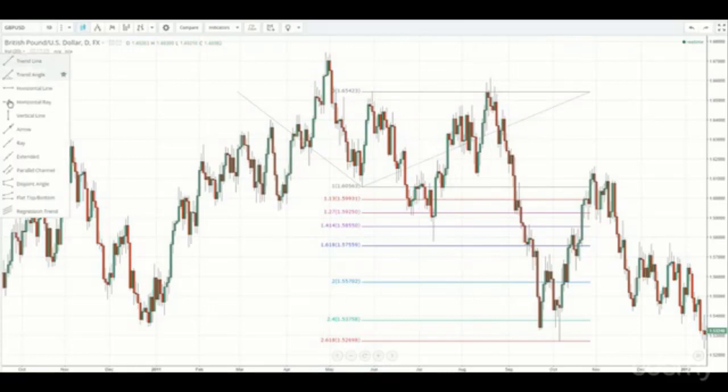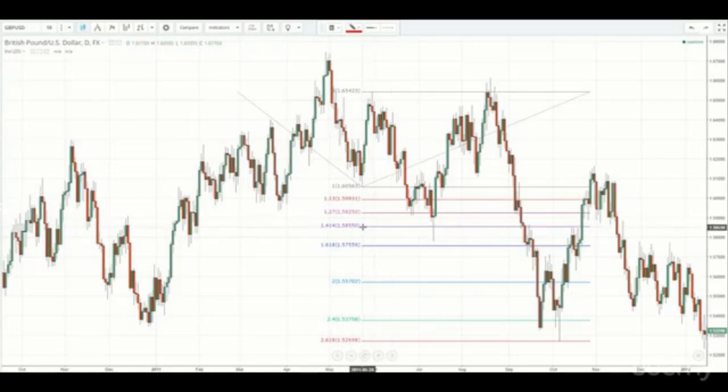So the extension that I was looking for is 1.41, or if you look at extensions, it's 1.414. I will put a little ray there so you can see where that ends.